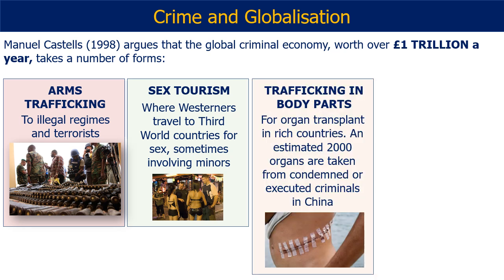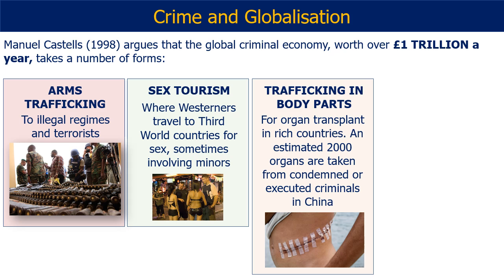Also, trafficking in body parts, organ transplants in rich countries. There's an estimated 2,000 organs taken from condemned or executed criminals in China each year, which might be a form of smuggling that's not necessarily expected, but it's very real and it happens across the Western world from other countries.